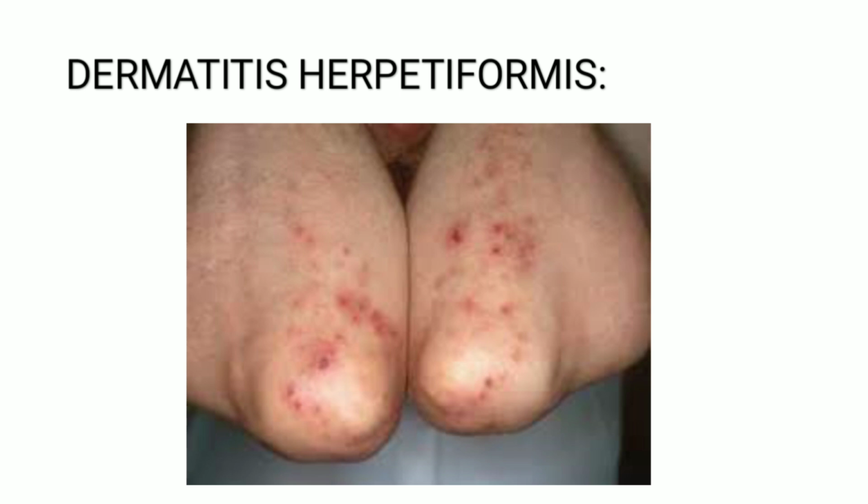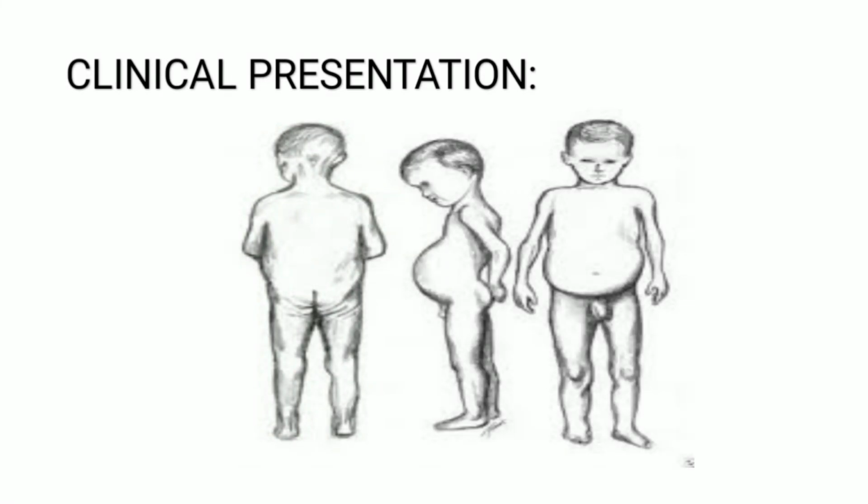This clinical presentation was all about the adult form, but if we are talking about the child, they will have abdominal distension, muscle wasting, clubbing of the nails and failure to thrive.